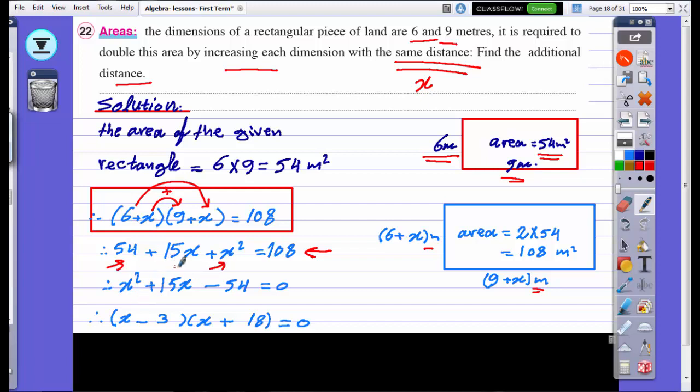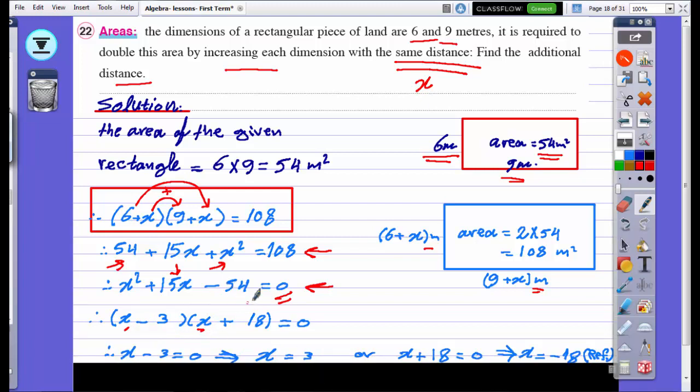X square plus 15x equals 108 minus 54, which equals 54. So x square plus 15x minus 54 equals 0, and we can factorize it to calculate x. X square is x multiply x. Negative 54, it is negative 3 plus 18 equals 15.